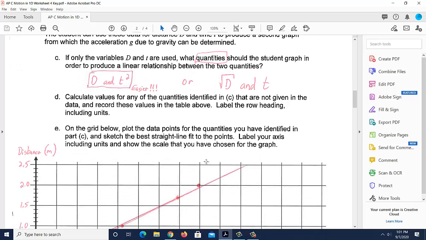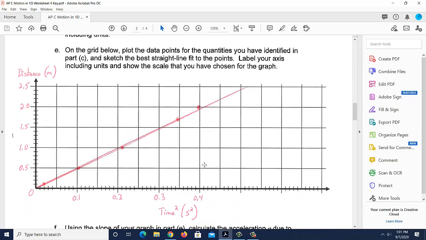So then we make a graph of that. Notice in this case we have to label the axes. Don't lose the point for the graph because you neglected to label the axes. So distance in meters, times squared in seconds squared.